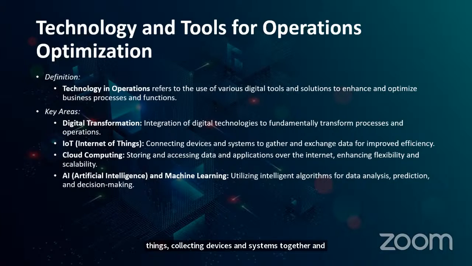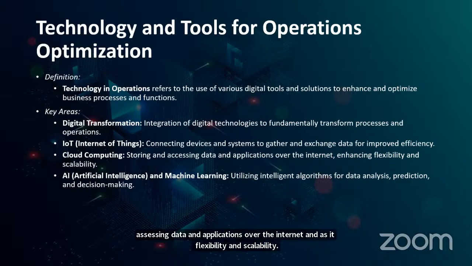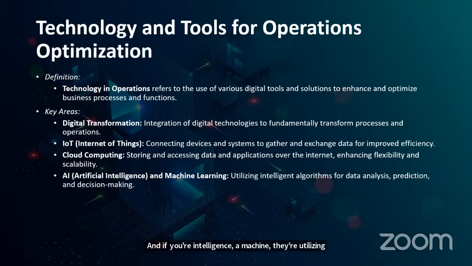It is so funny that when you get to some organizations today, you find machines that are working with Wi-Fi. They need data for those machines to work. All right. They have cloud computing, storing and accessing data and applications over the internet, enhancing flexibility and scalability. Artificial intelligence and machine learning, utilizing intelligent algorithms for data analysis, predictions, and decision making.